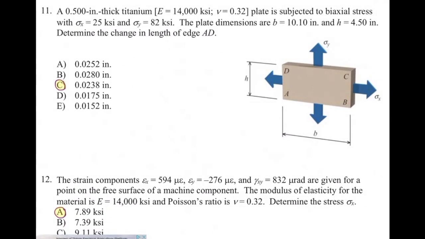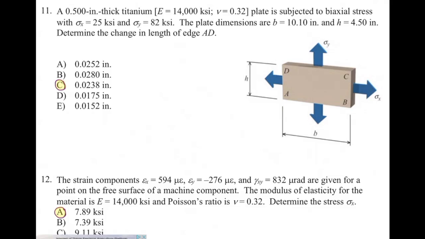Question number 11. A half-inch thick titanium plate, with a modulus of elasticity of 14,000 and a Poisson's ratio of 0.32, is subjected to biaxial stress. Sigma x is 25 ksi, sigma y is 82 ksi. Determine the change in the length of edge AD.